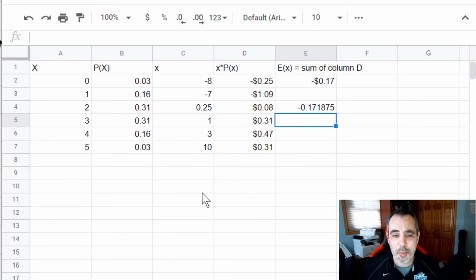But that is the expected value, sometimes referred to as the average. So if you're going to do probability distributions and then get into variance and standard deviation of a probability distribution, that is where you start, finding the expected value, the mu or average.